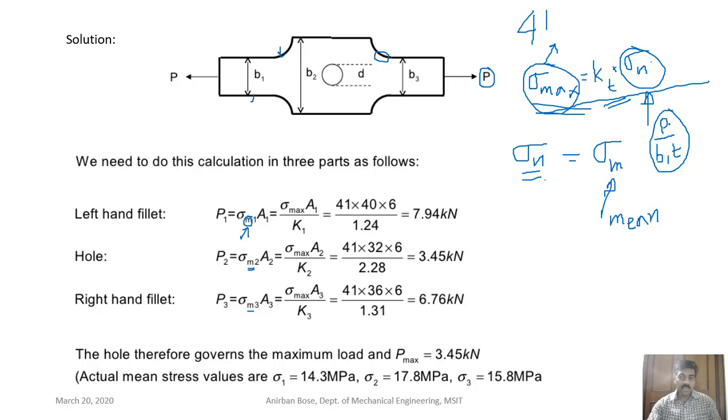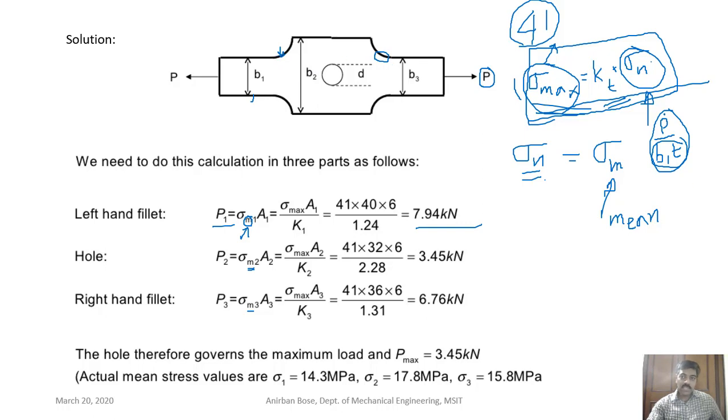If you give the name of that P as P1, then P1 will be according to this formula. The thing is very simple. It is the formula that we have learned. In place of sigma max, we put the allowable stress. In place of Kt, the Kt values are given. And in place of sigma N, we consider the corresponding area to calculate that stress, depending upon whether it is a hole, a left fillet or a right fillet.